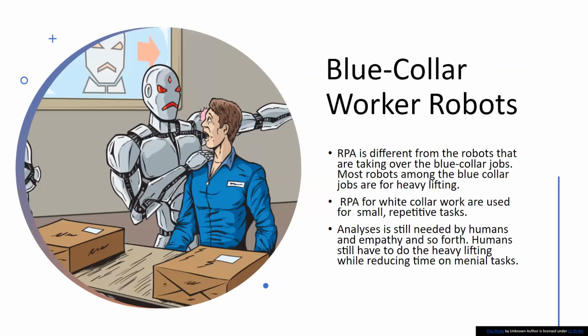Okay, so blue-collar robots are able to reduce the amount of people needed for arduous tasks, such as lifting and so forth. But RPA for white-collar work is different in the sense that it is used to replace small, repetitive tasks. White-collar expertise on a subject is still needed, whether that would be in figuring out how to effectively use tax breaks or coming up with marketing strategies that may require a more human touch. Let's move on to the next slide.